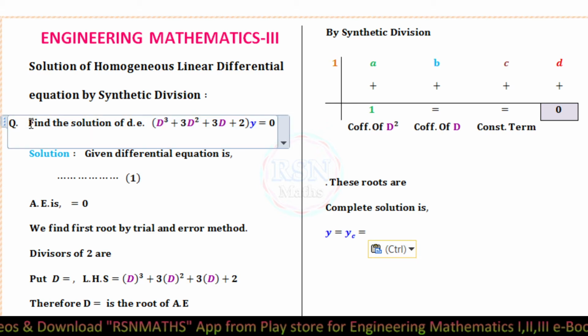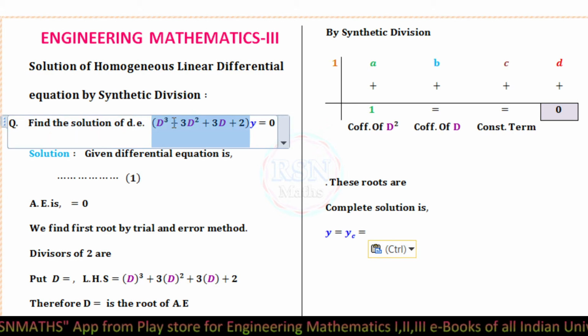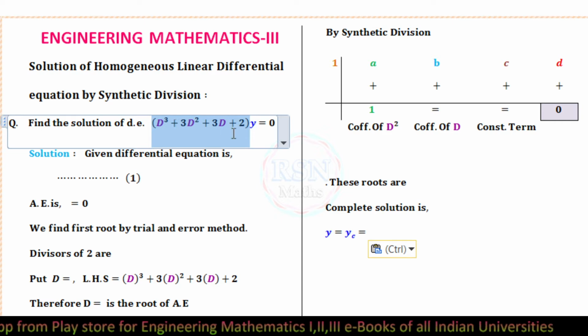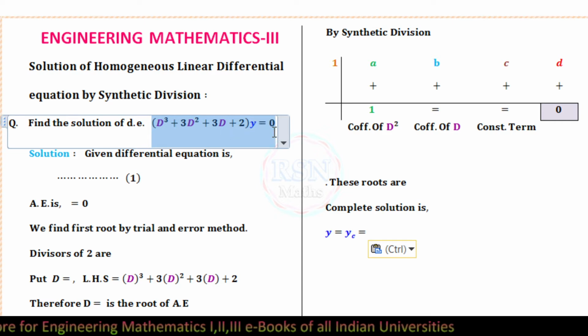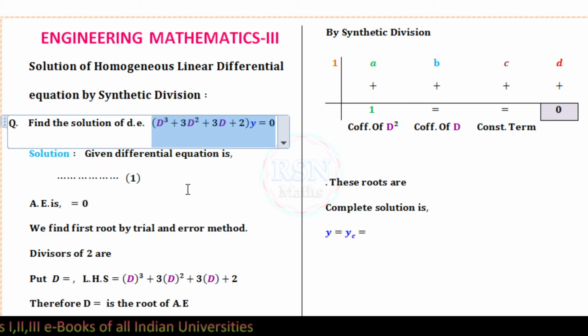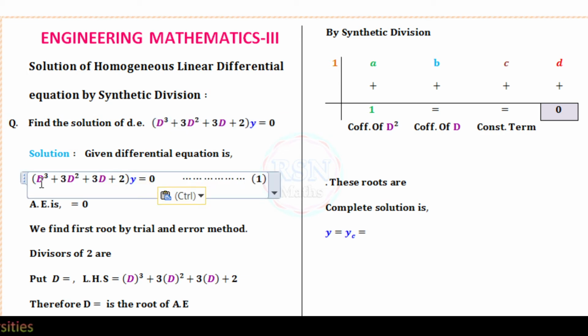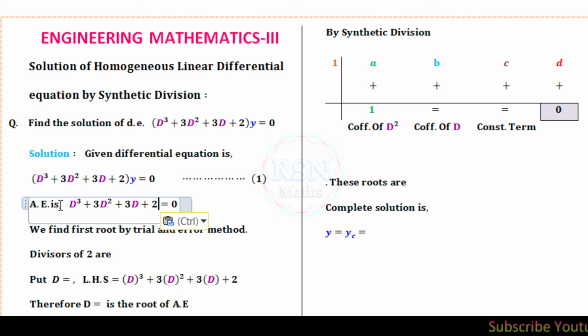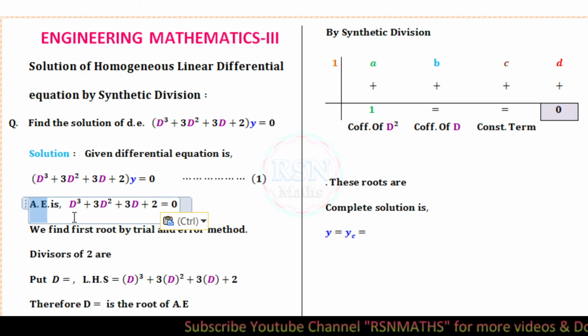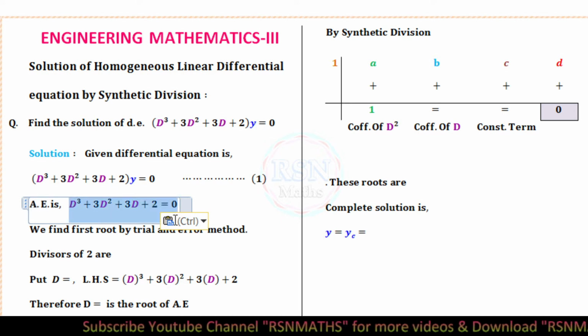Now, the question is: find the solution of the differential equation (D cube plus 3D square plus 3D plus 2) of y equal to 0. Now this differential equation is in D operator. So in the solution, first we have to write the given differential equation as it is. Therefore, to find the auxiliary equation, take the coefficient of y and equate it with 0, then you will get the auxiliary equation. Correct? Is this the auxiliary equation?